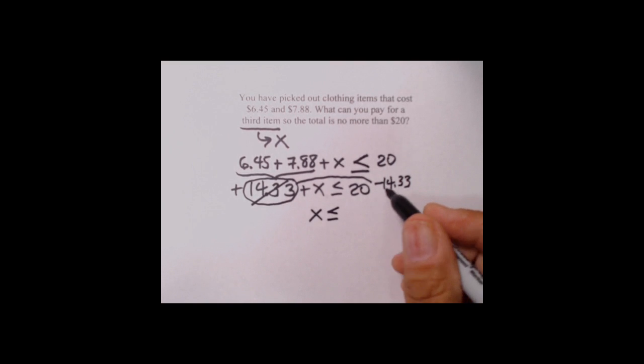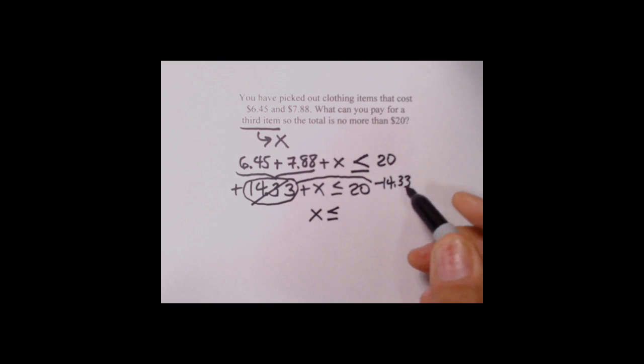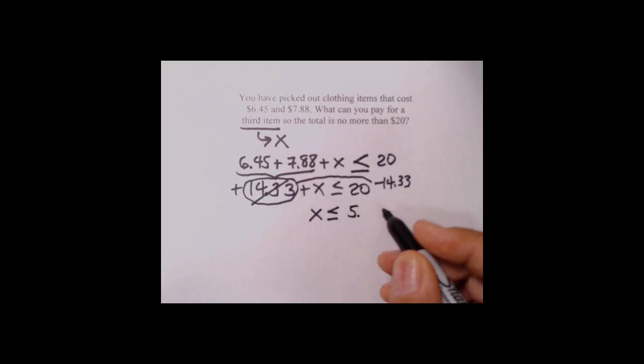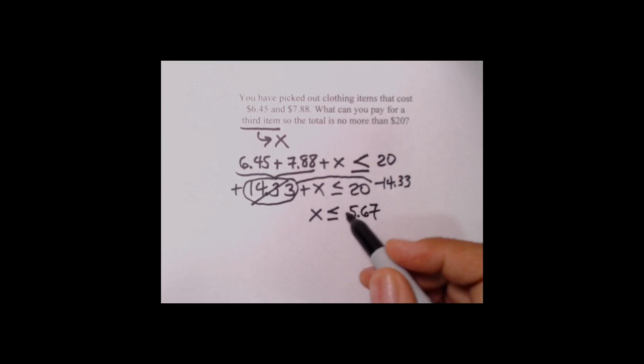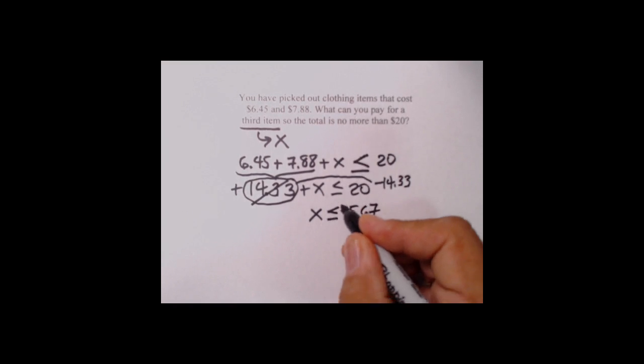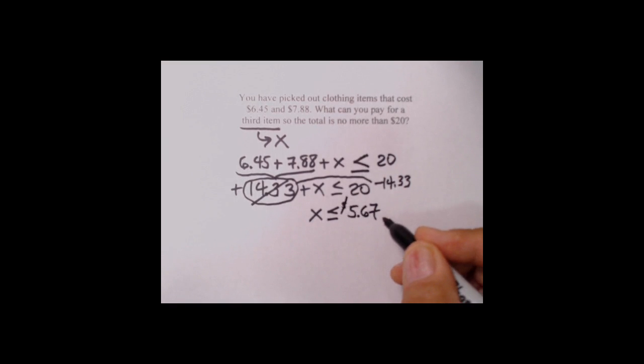And so let's see, I have 20 minus 14.33. The difference here is going to be positive 5 point, and is it going to be 67, I think? So here we go. The third item that we can buy has to be less than or equal to, and of course don't forget to put in your units here, $5.67, and then we'd be able to pay for it with our $20 bill.